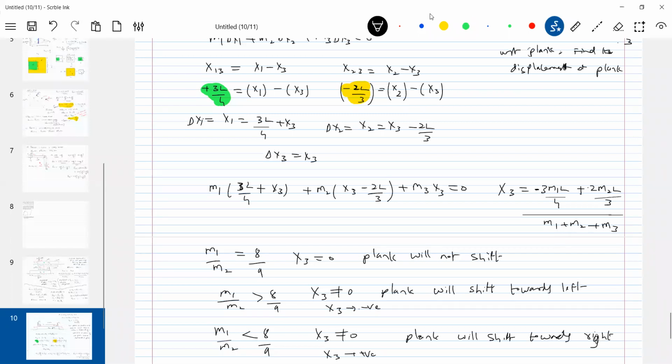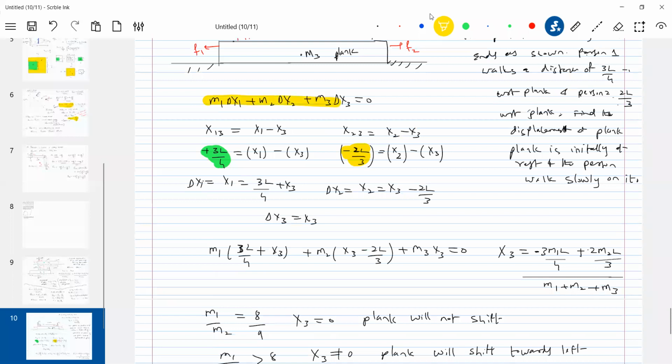So what are the assumptions, if you want? The plank is initially at rest and the persons walk slowly on it. That's the condition. Now you have plenty of questions related to this. This analysis that I did, I suggest you use this formula. The whole chapter just revolves around this idea. And again, I told you the first approach and the second approach.